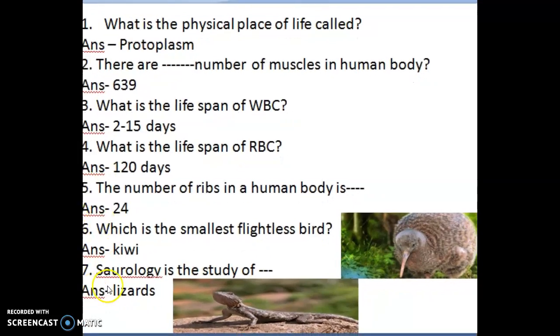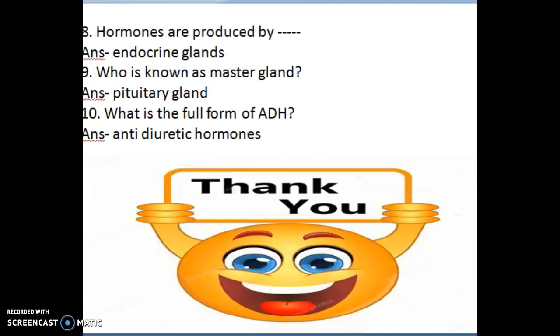Our seventh question is, zoology is the study of lizards. So this is lizard. Hormones are produced by endocrine glands. Who is known as master gland? Pituitary gland.